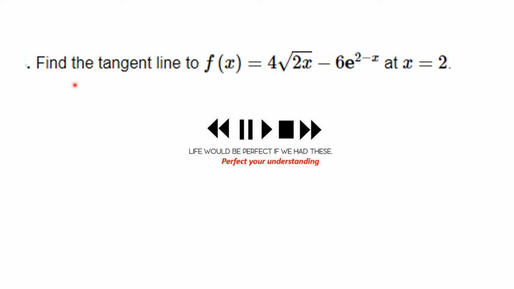But let's apply that now to a problem, and this is one of the fundamental problems that we study in calculus: find the tangent line to y equals f of x equals 4 times the square root of 2x minus 6, and then this is e, the number e, raised to the 2 minus x. And we want to find the equation of the tangent line at x equals 2. You know what to do, and so I suggest you pause the video and give this a go. Let's see how you did.